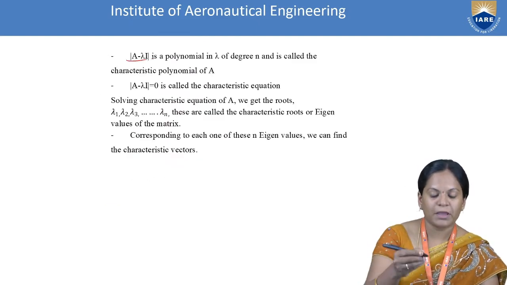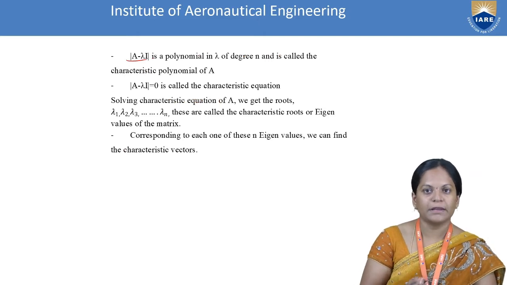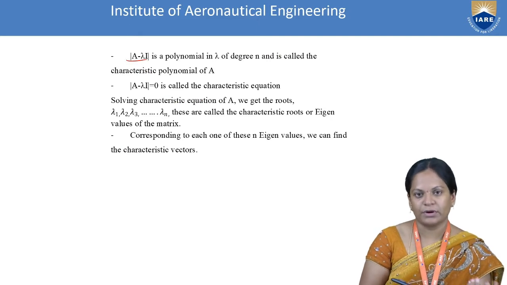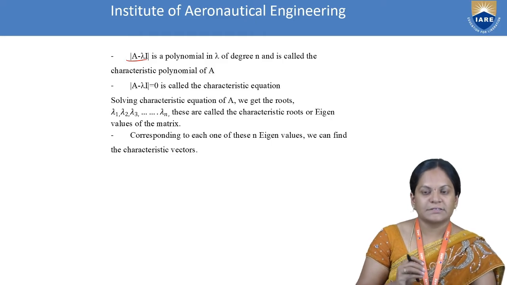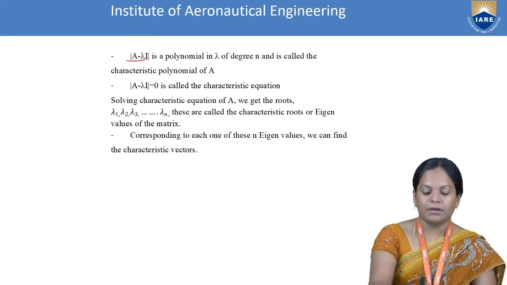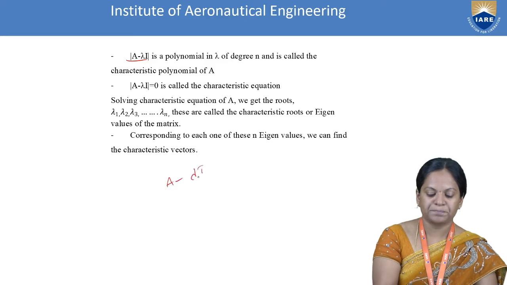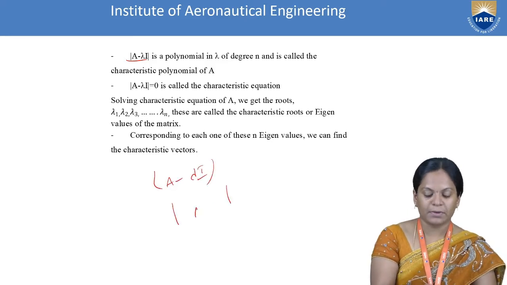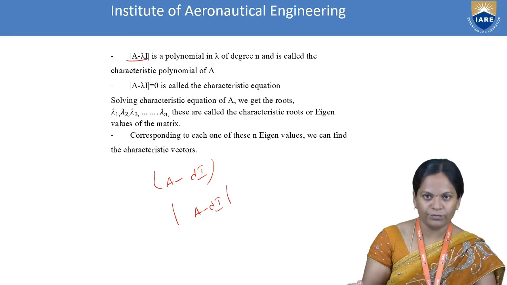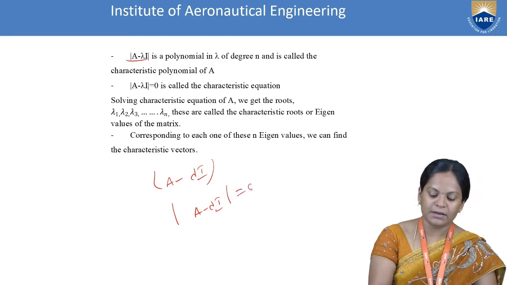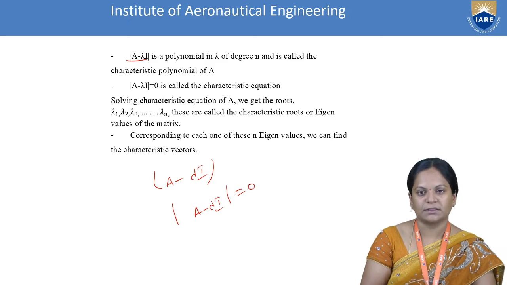The determinant of A minus lambda I is a polynomial in terms of lambda of degree n. Generally, I am considering capital A as a matrix of order n. So the determinant of A minus lambda I is nothing but the characteristic polynomial of capital A. And det(A minus lambda I) equal to 0 is nothing but the characteristic equation of capital A.